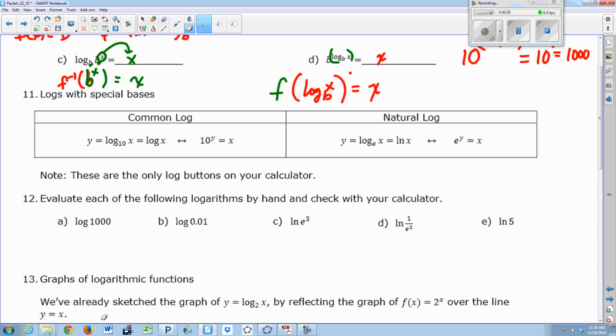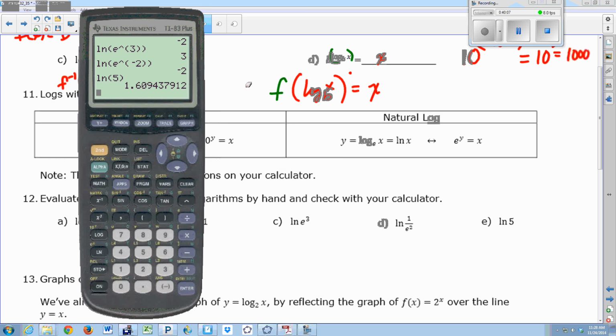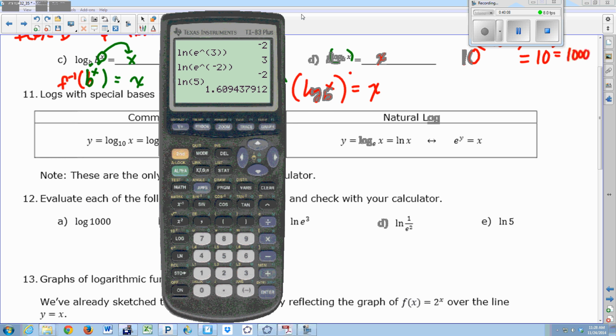Okay, well, the good news is we have 2 log buttons on our calculators.